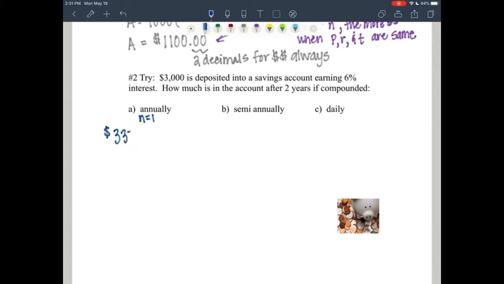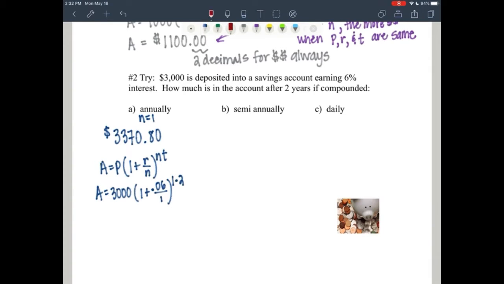I got $3,370.80. And I just put it into this formula right here. That's the one I remember all the time. A equals 3,000 times 1 plus 0.06 over 1 raised to the 1 times 2 power. Semi-annually, n equals 2, and I got $3,376.53. And I found that by saying A equals 3,000 times 1 plus 0.06 over 2 raised to the 2 times 2 power.